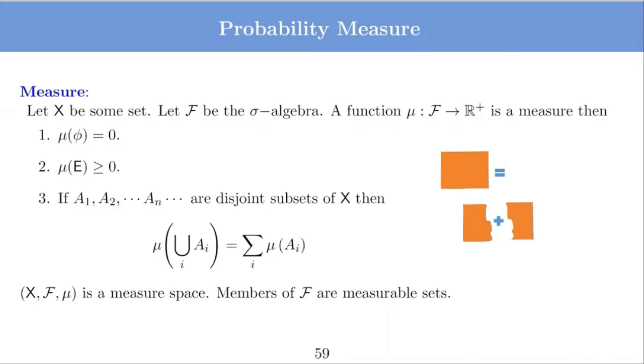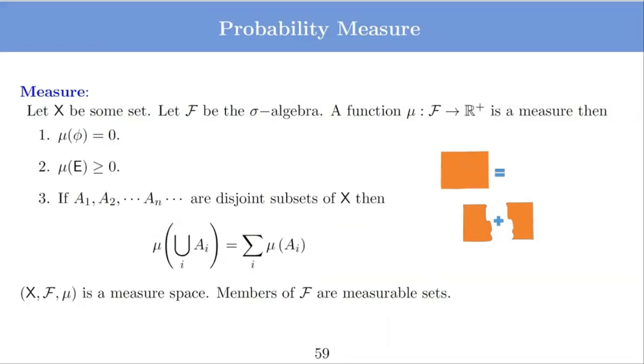My goal is to define the size of each subset, or some subsets, of X. So for that, first I made a list of all subsets of X in which I would be interested, and that will be the sigma algebra. Now I say I will define a function mu from F to R plus, including 0. This will be a measure if it satisfies three properties.